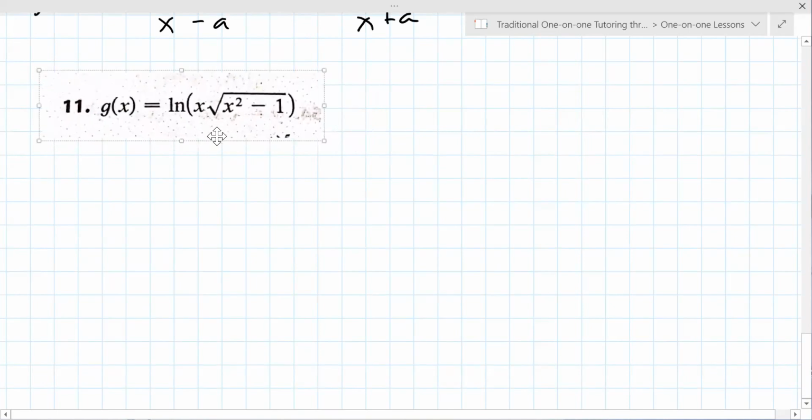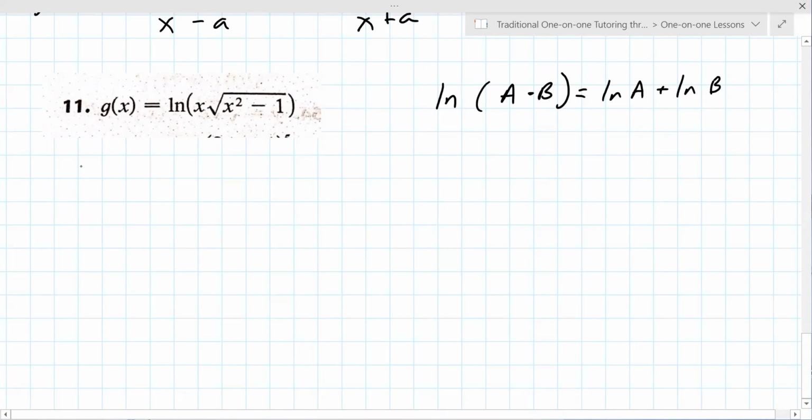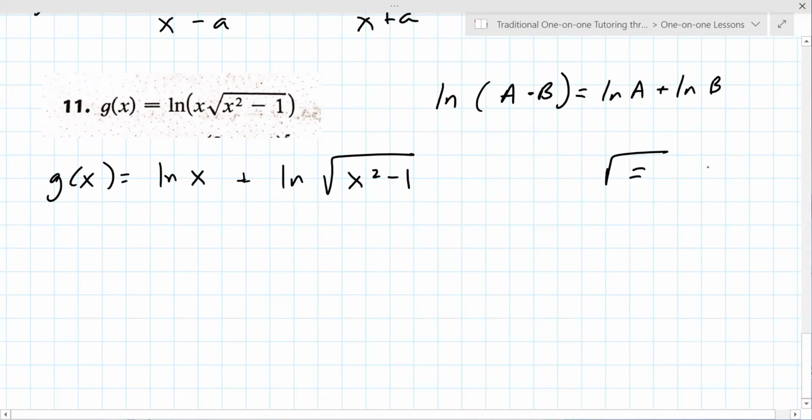So if you were to just take this derivative as is without doing a rewrite step, you'd have 1 over this inside part, and then you'd have product rule. And that's truly okay. But you can also treat this as natural log A times B, natural log A plus natural log B. So g of x equals natural log x plus natural log square root x squared minus 1. Now this on the right can also be rewritten. So the square root really implies a 1/2 power.